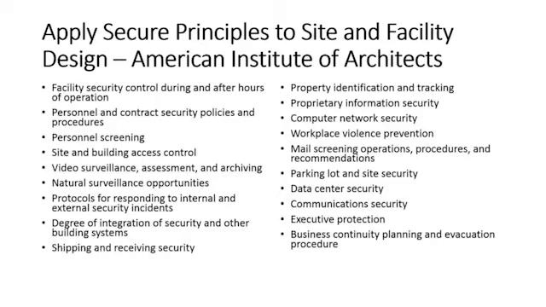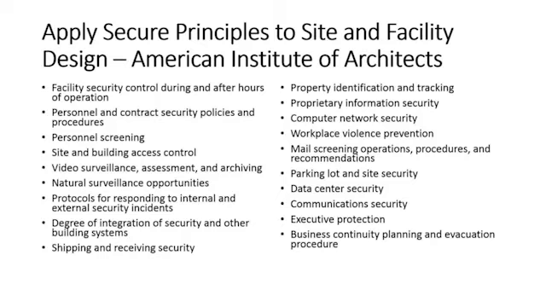Personnel and contract security policies and procedures. Again, we talked about that one. So policies and procedures, have those in place. Know who does what and when and why. Personnel screening, background checks for your personnel. Those pre-employment checks that we do, contacting references, right? Credit histories, criminal histories, things like that. So screen your personnel. Make sure you're not bringing in somebody that's like on a watch list or something like that.